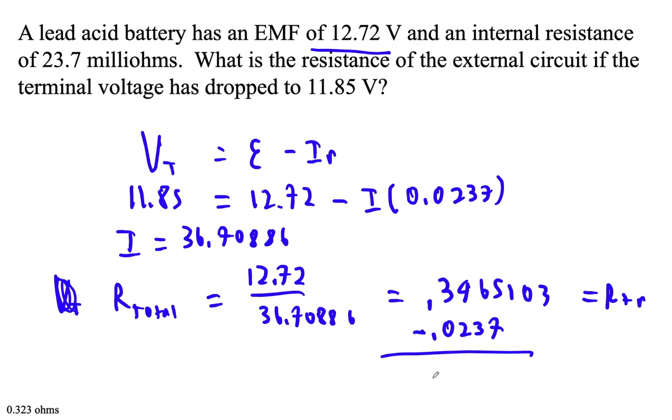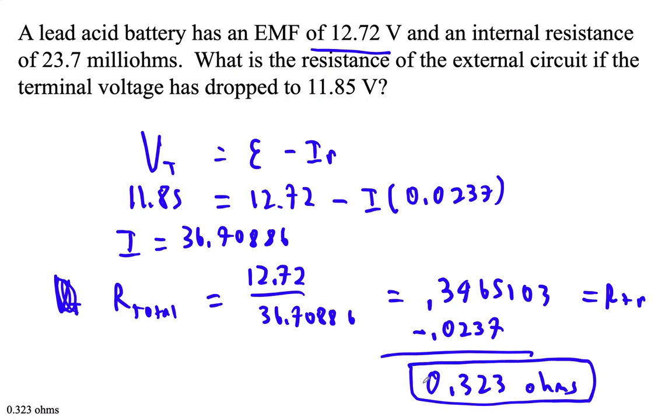It's a crappy way to do it, probably. 0.323 ohms. Did this make more sense? The other way probably made more sense. All right, I don't know.